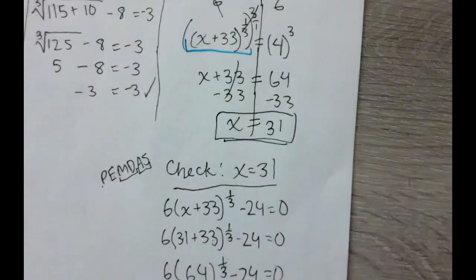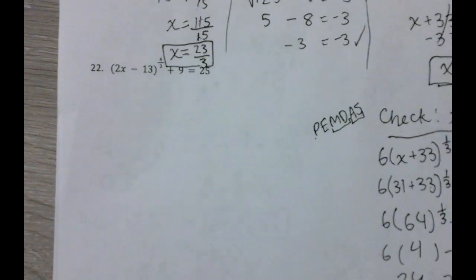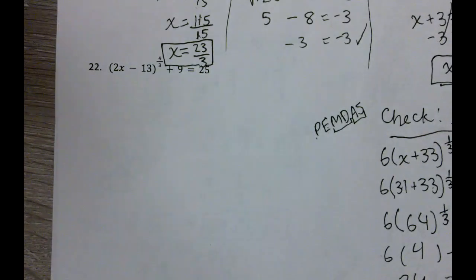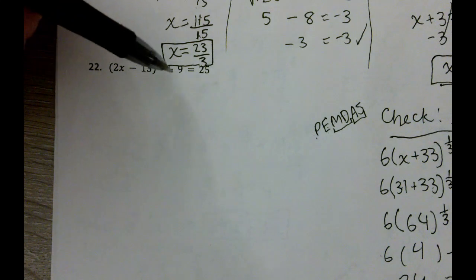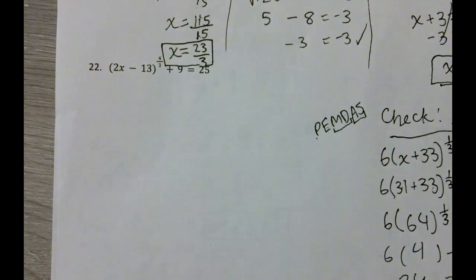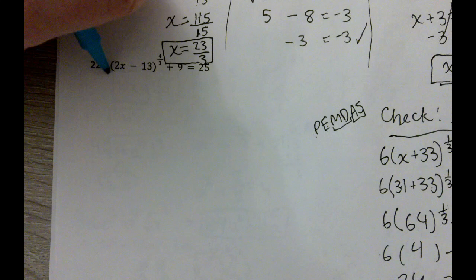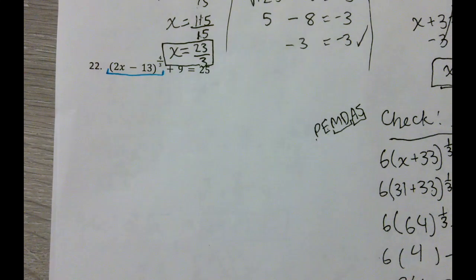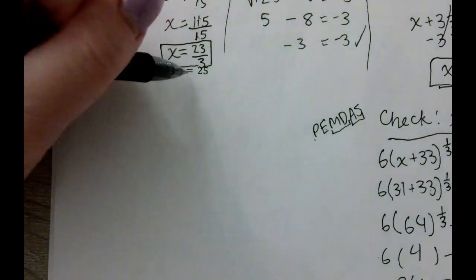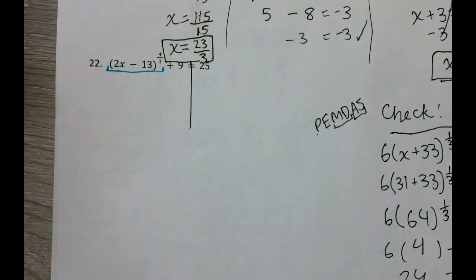All right, last problem. Number 22. 2x minus 13 to the 4/3 plus 9 equals 25. Again, underline what we are going to isolate, what we're going to get by itself. So that bit in parentheses with the exponent. So let's do that first. That's going to be our first goal.